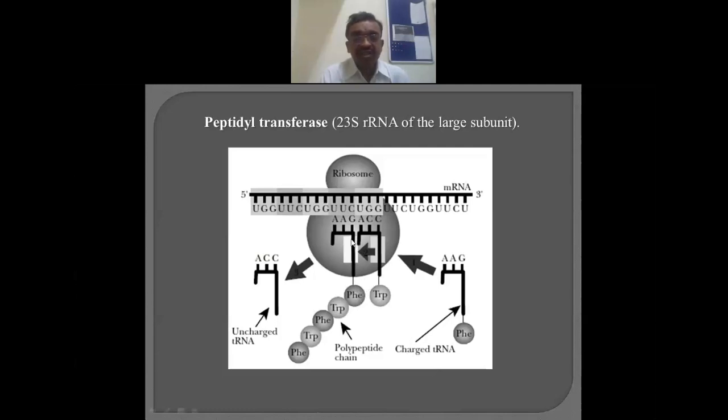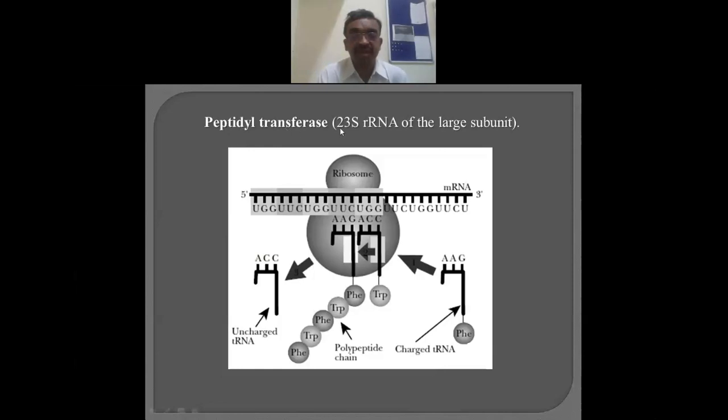Now, this is done by the peptidyl transferase enzyme. Actually, although it is called an enzyme, keep in mind it is an RNA. This is the exceptional example. I already explained that not all enzymes are proteins. There are several RNAs, and these are referred to as ribozymes. So this is a good example of a ribozyme, the peptidyl transferase.